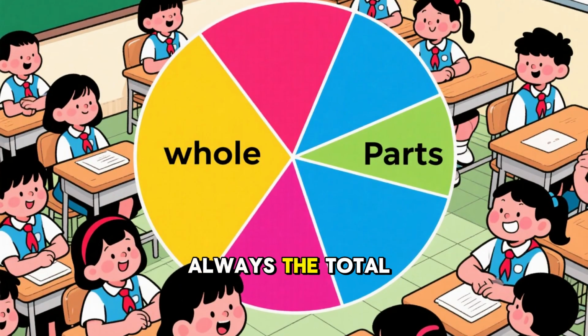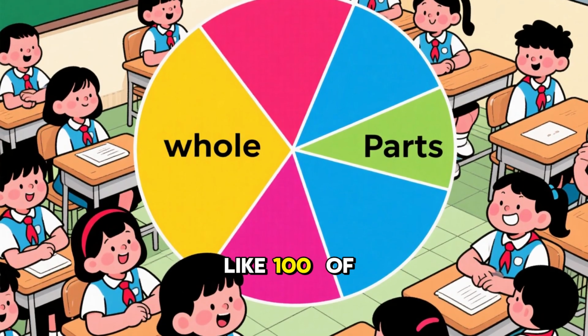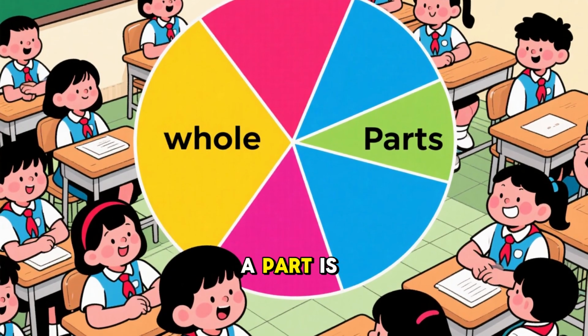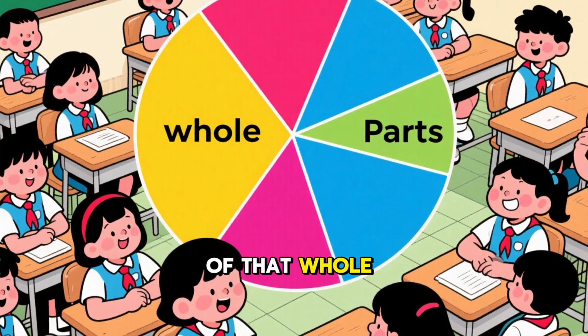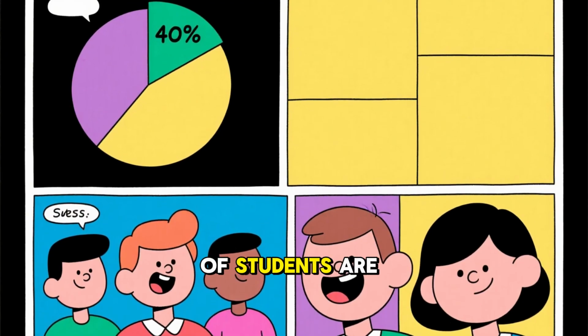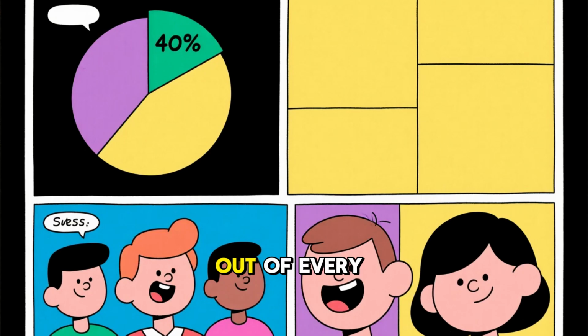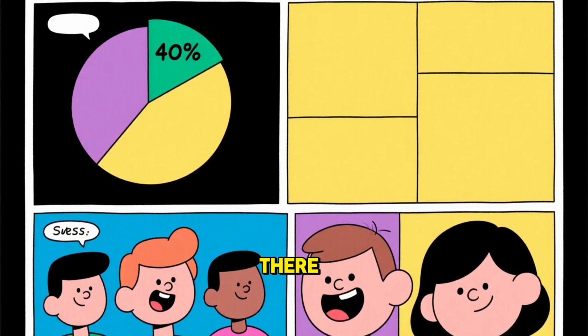The whole is always the total amount, like 100% of the class. A part is just a portion of that whole. So if 40% of students are present, it means 40 out of every 100 students are there.